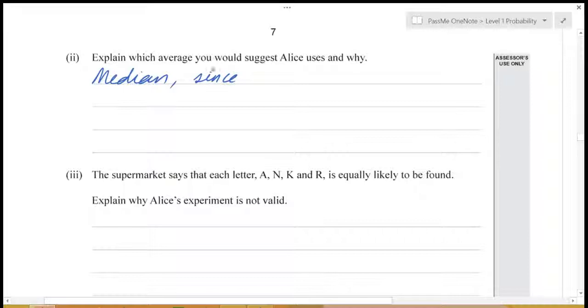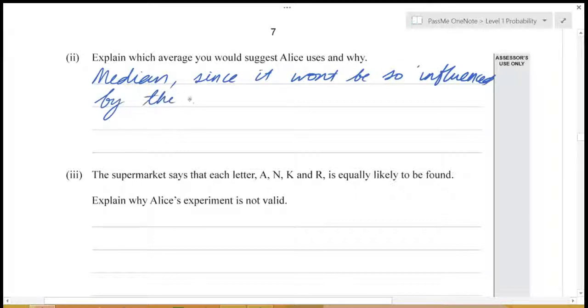since it won't be so influenced by the largest value of 16. Okay, it's not 16, it's 22.